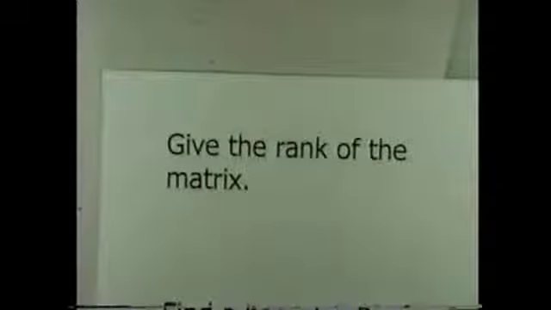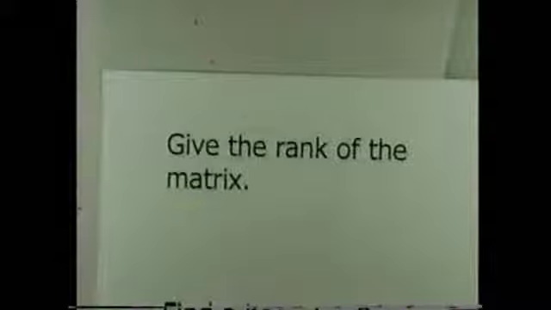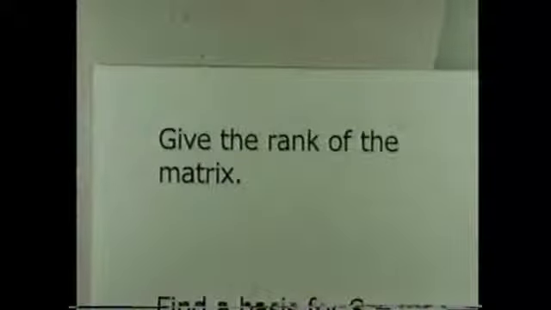Let's give the rank of the matrix. Well, the rank of the matrix is going to be the dimension of the row space. The dimension would be the number of elements in the basis. So if we go back to the row space, 5, 0, 4, 0, 5, 1, we had 2 vectors in the basis, so therefore the dimension of the basis is 2. So the rank of the matrix is 2.